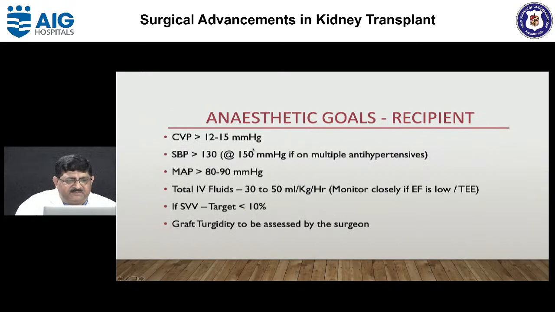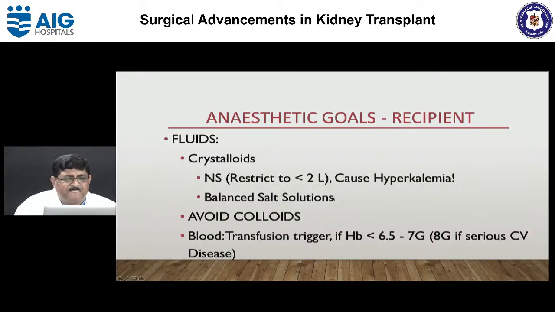And these are the hemodynamic targets, which may not be of any interest to you, but generally, we maintain MAP of 80 to 90 before graft, and once the graft is inserted, MAP is maintained at 90 to 100. IV fluid 30 to 50 ml per kg per hour, generally crystalloids. We restrict the use of normal saline to less than 2 liters, maximum 2.5 liters, because normal saline can cause hyperchloremic metabolic acidosis, and importantly, this metabolic acidosis can cause hydrogen ion extracellular shifts and cause hyperkalemia.